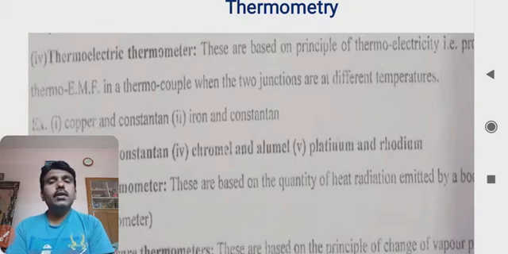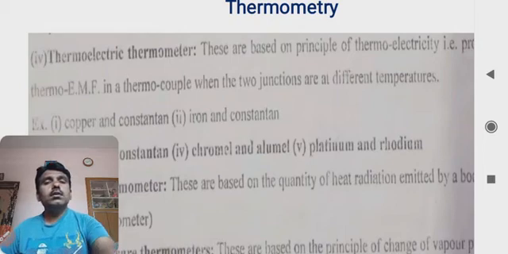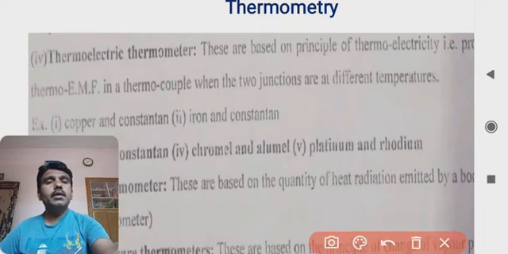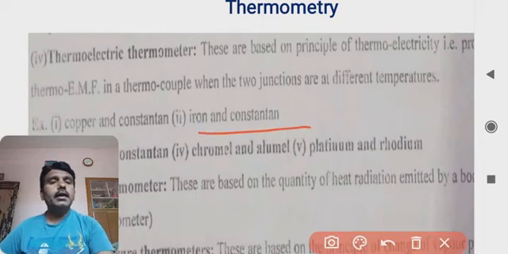So again, wherever electric thermometers are used, it is based on the change in temperature at two different thermocouples. Whatever the change in these two different temperatures, it will be shown as thermo EMF. And this is how thermoelectric thermometers work. For example, iron and constantan, copper and constantan are used in thermoelectric thermometers.